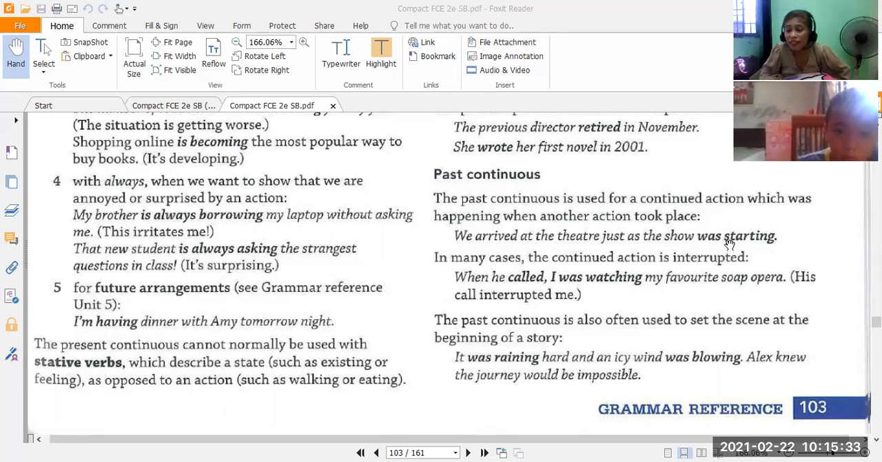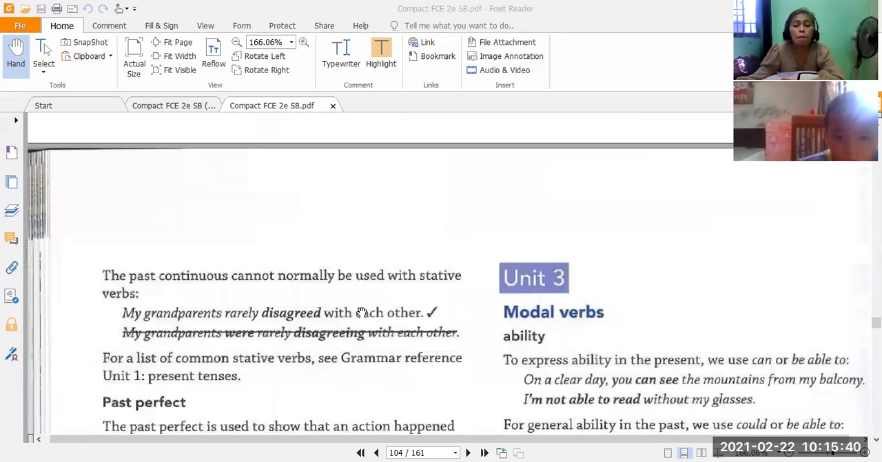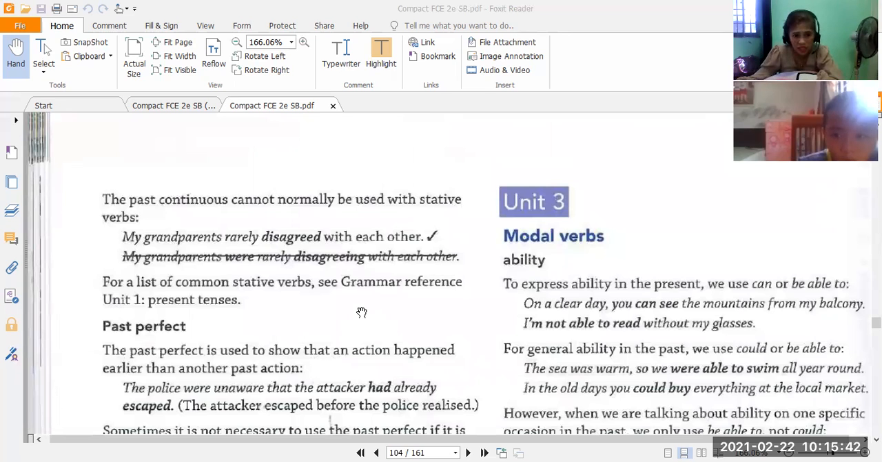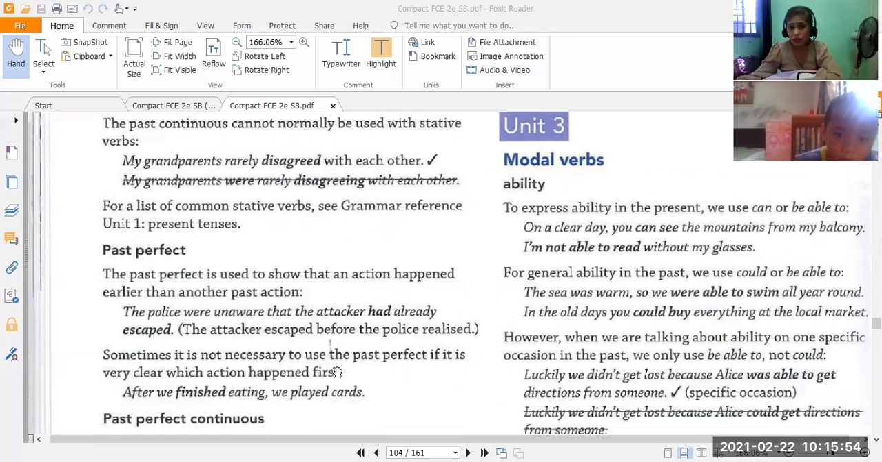Do you understand? Yes. Okay. Next is the past perfect. Teacher, what is past perfect? The past perfect is used to show that an action happened earlier than another past action. Okay. So it means one past action happened already earlier.